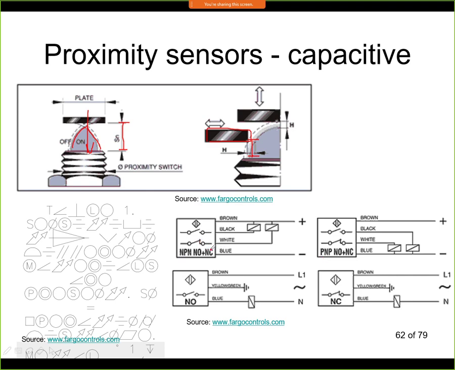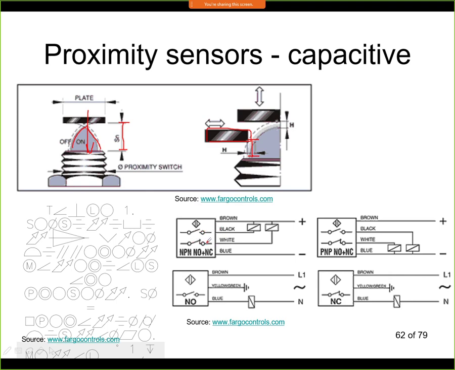And in this picture, you can see a sensor that has both normally open and normally closed outputs. It's also possible to find those sensors and you can use them in your application. And you can see how it's connected. Here, this is the normally open contact. So unless the object gets detected, this contact remains open.